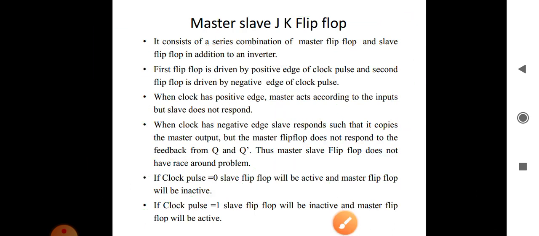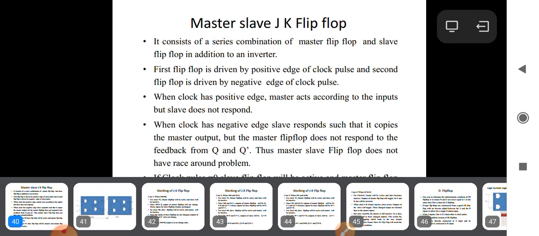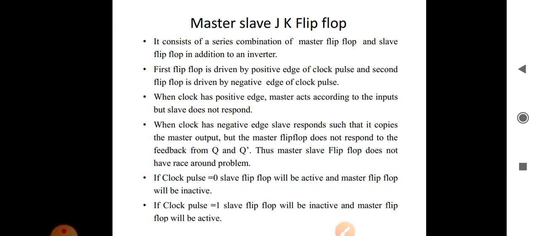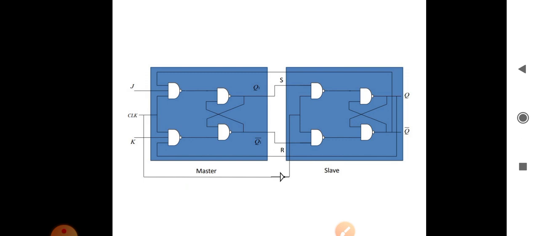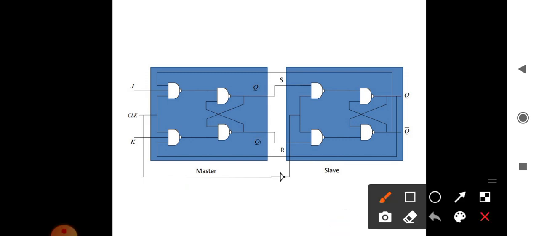So we see that it consists of a series combination of a master flip flop and a slave flip flop, in addition to an inverter. The first flip flop is driven by the positive edge of the clock pulse and the second flip flop is driven by the negative edge of the clock pulse. When the clock pulse has a positive edge, the master acts according to the inputs but the slave does not respond. When the clock has a negative edge, the slave responds such that it copies the master's output, but the master flip flop does not respond to the feedback from Q and Q complement. See, that feedback from Q and Q complement means this one.